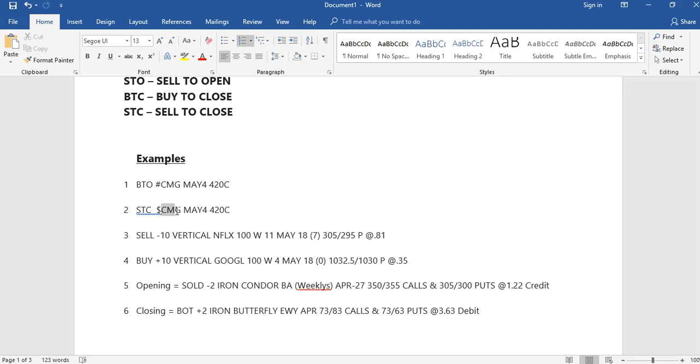It again is for CMG, and this time they put a dollar sign in front instead of a hashtag. It's just again an identifier that this is a ticker symbol. For the May 4th expiration, for the 420 strike price, and it's a call. So this is really just showing you the sell trade for the trade that was bought earlier.